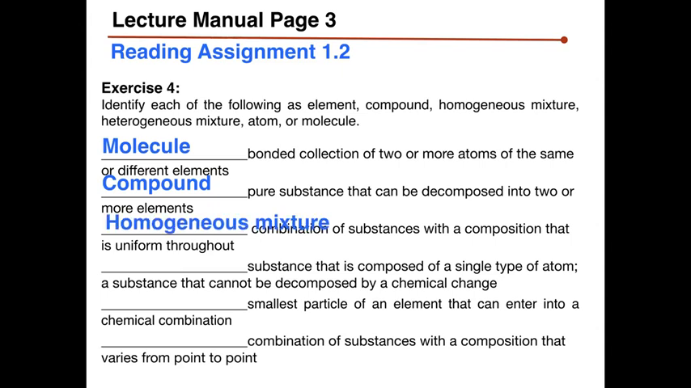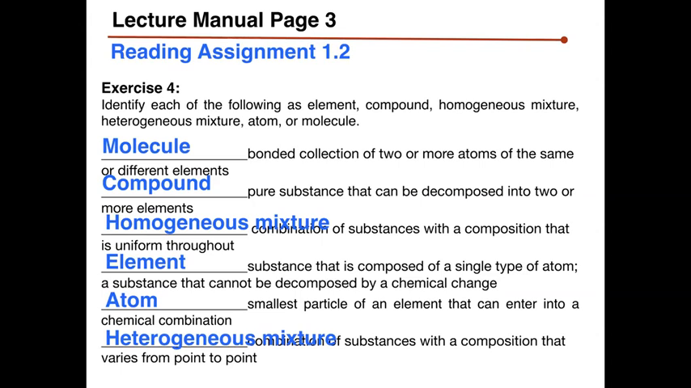The next one would be homogeneous mixture, which is a combination of substances with a composition that is uniform throughout. The element would be the substance that is composed of a single type of atom, a substance that cannot be decomposed by any chemical change. Atom would be the smallest particle of an element that can enter into a chemical combination. The last one is heterogeneous mixture, a combination of substances with a composition that varies from point to point, which doesn't mix uniformly. So let's take a look at those and check your answer.